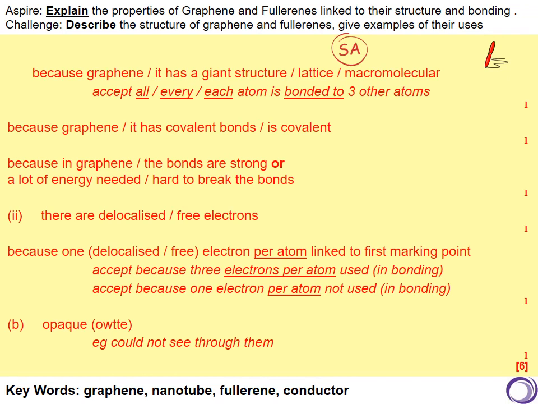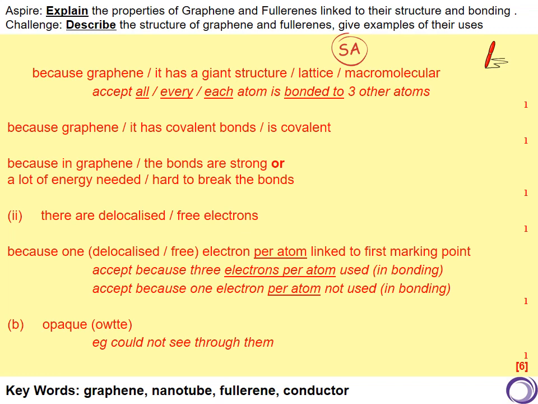Let's self-assess it then. The reason that graphene is so strong is because it has a giant lattice structure, and it has many covalent bonds, and that these covalent bonds take a lot of energy to break. The reason graphene conducts electricity is because it has 3 delocalized electrons, and it has 1 electron per atom. So that means it can conduct electricity, and the electricity will travel through the structure.